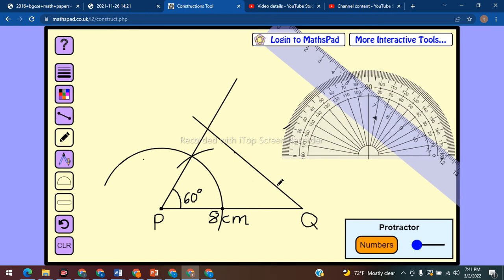So it's going to be 40 degrees. So Q is 40 degrees. All right.